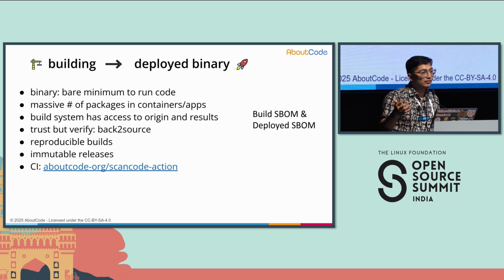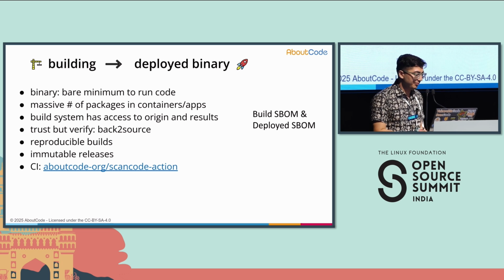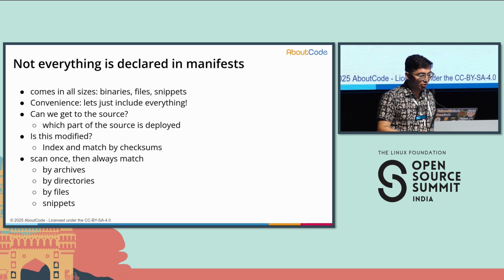And most of the time when we do an SBOM, we look at a deployed binary. That is a bit harder, because you have to do special things to understand what is in the binary, since binaries don't have much metadata compared to source. So this is a CI tool that we have, the scan code action, which has GitHub Actions and support for Azure, and Jenkins and other things are also there.